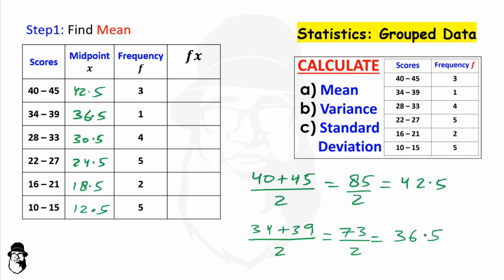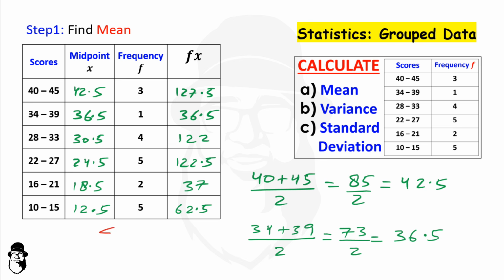Now the second step is we multiply every midpoint by its frequency, and we'll have the answers. 42.5 times 3 is 127.5, then 36.5 times 1 is 36.5, then 122.5, then we have 37 here, and then 62.5 here.